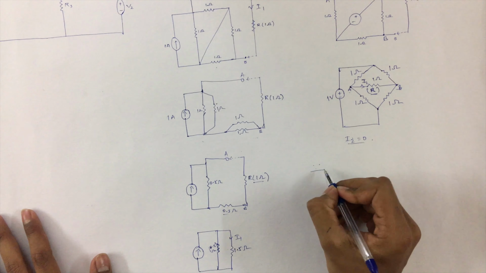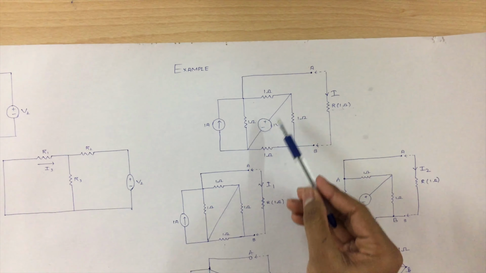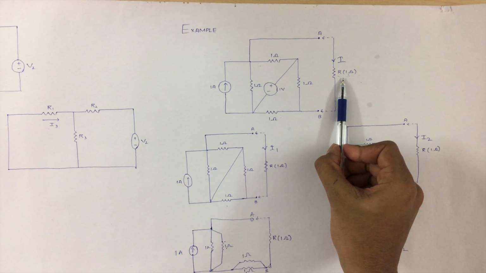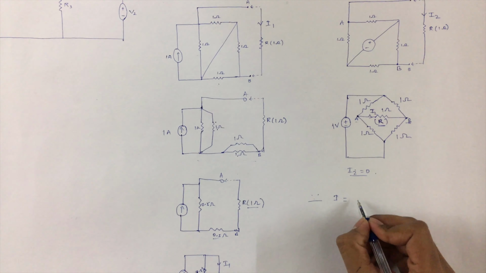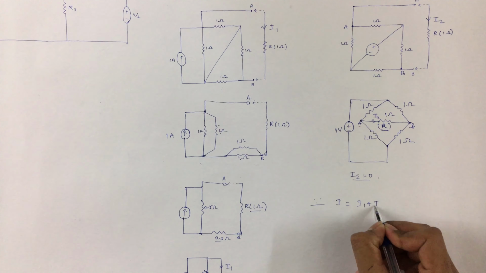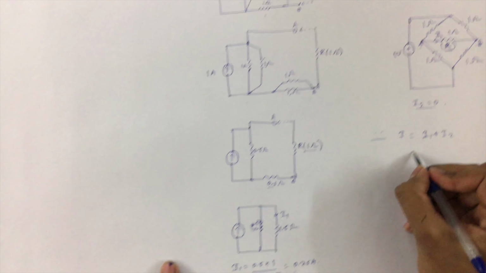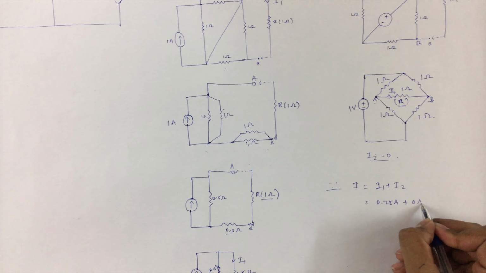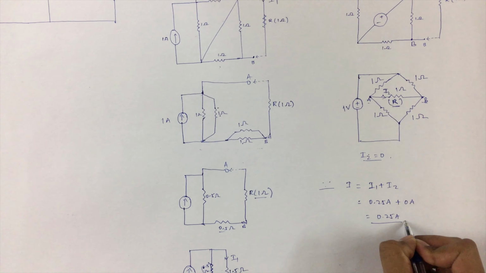Therefore, the current flowing through the resistive element R, whose value is 1, which is I, will be equal to I1 plus I2, where I1 is already calculated here. So by adding them, we get this current to be 0.25 amperes.